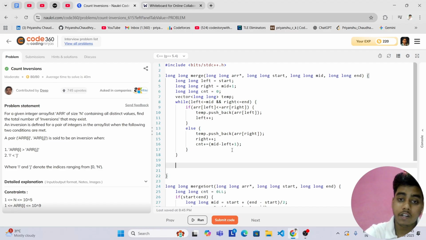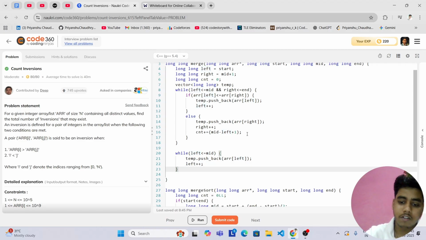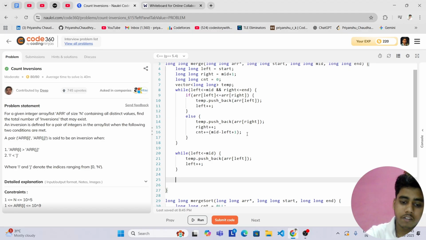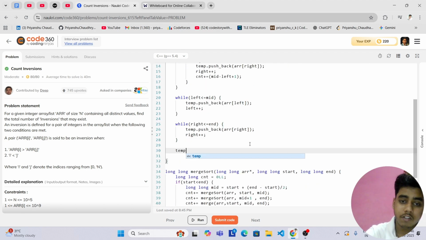Now handling the edge cases when one array gets exhausted. Suppose the right array was exhausted, so we have to take care of the left array also. This is just the merge sort function. We can just copy and paste also, but right now I'm practicing, that's why I'm writing the whole code. I will copy this. You can have a dry run on your own also.